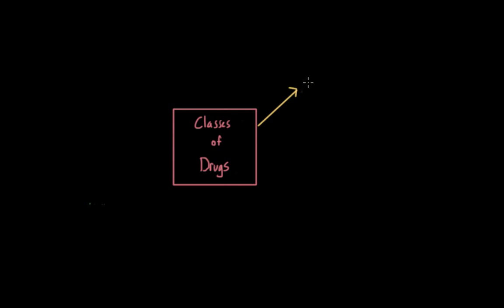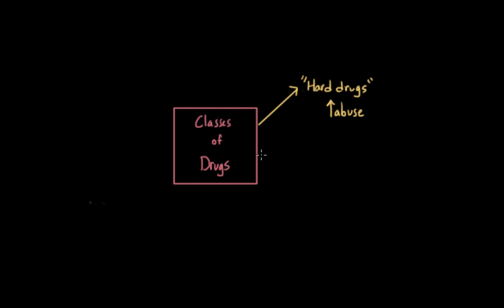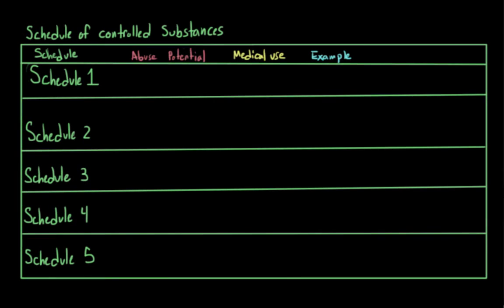And one popular way to think about this is in terms of hard drugs, or drugs that have high addiction potential, and softer substances, which are seen as less dangerous. But there must be a way to quantify this somehow, a way to evaluate drugs for risks separate from public opinion. And that's what I want to talk about in this video.